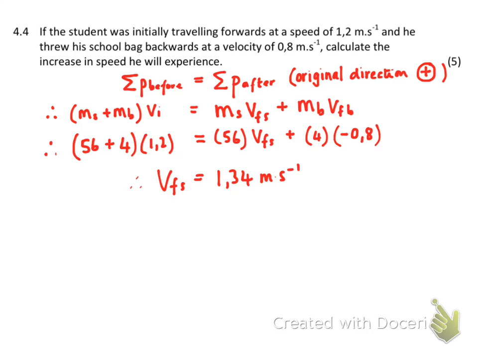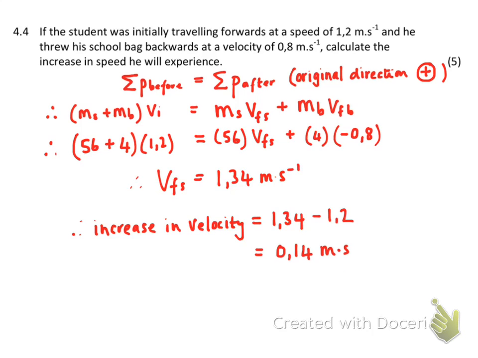And if we solve for the final velocity of the student, we get a value of 1.34 meters per second. But notice that the question asks for an increase in speed, not the final velocity, and so we need to do one further calculation. The increase in velocity is final, 1.34, minus initial, 1.2, and it gives us 0.14 meters per second.